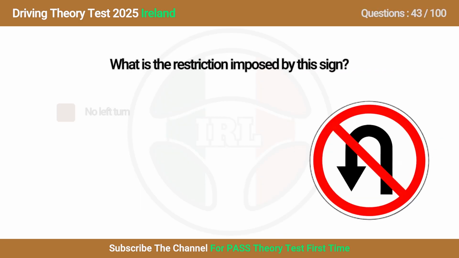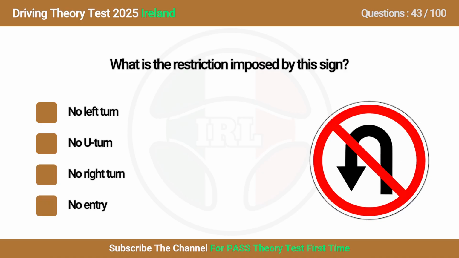Question 43. What is the restriction imposed by this sign? A. No left turn. B. No U-turn. C. No right turn. D. No entry.